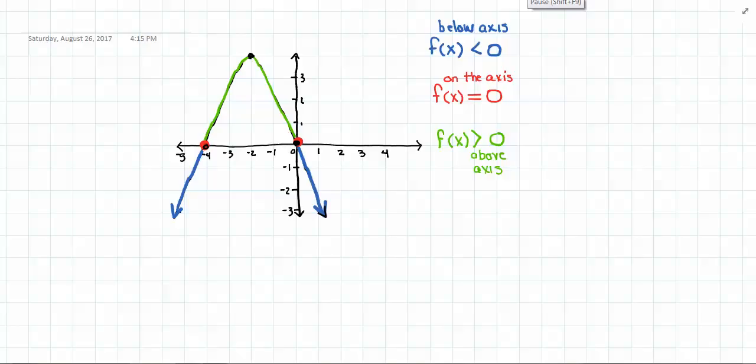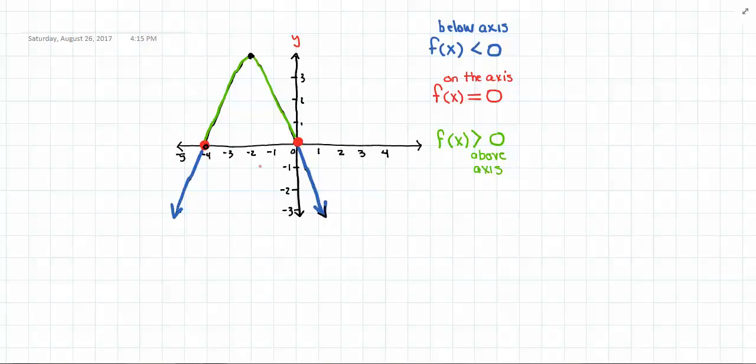In this problem, you're asked to find where is the function f of x less than 0, equal to 0, or greater than 0. And basically what that's asking is where are your y values less than 0? So where your y values are less than 0, that's on this axis, and it's down below. So we're asking where's the graph down below, or below the x-axis.